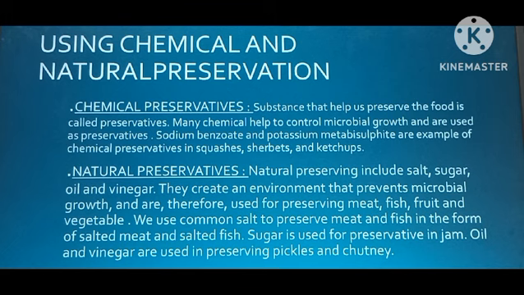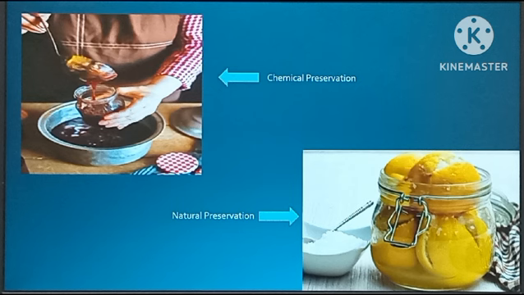Natural preservatives. Natural preservatives include salt, sugar, oil, and vinegar. They create an environment that prevents microbial growth and are therefore used for preserving meat, fish, fruit, and vegetables. We use common salt to preserve meat and fish in the form of salted meat and salted fish. Sugar is used for preserving jam. Oil and vinegar are used in preserving pickles and chutney. These are some images of chemical and natural preservatives.